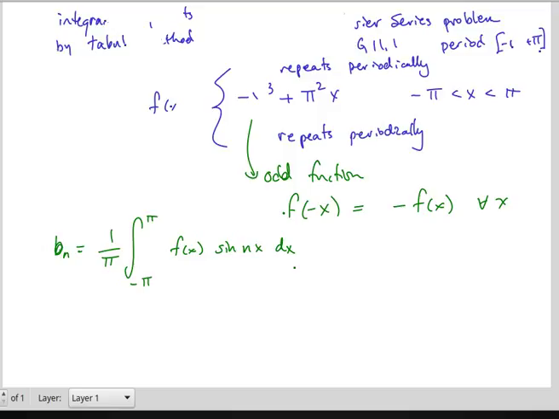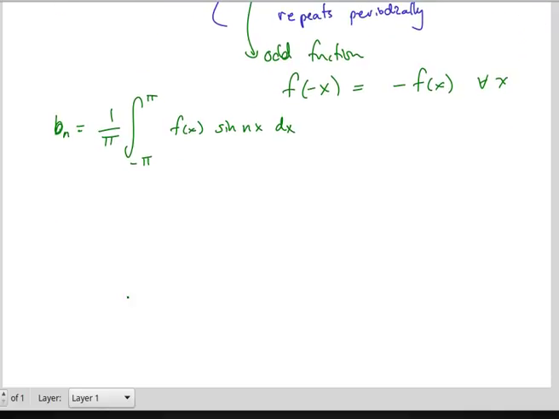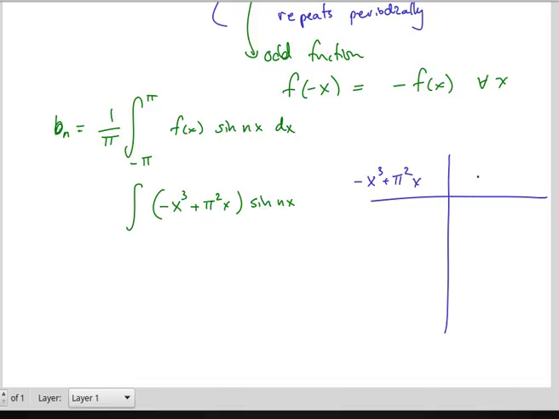Let's move on to the next part of this step. We've got a polynomial, minus x cubed plus pi squared x, times the sine of nx, and we're integrating that, and we want to set up our table. It's minus x cubed plus pi squared x on this side and sine nx on the other side. We're going to differentiate, and we're going to integrate as we work our way down. This is going to be minus 3x squared plus pi squared. This is going to be minus 6x. It's going to be minus 6, and this is going to be a 0.